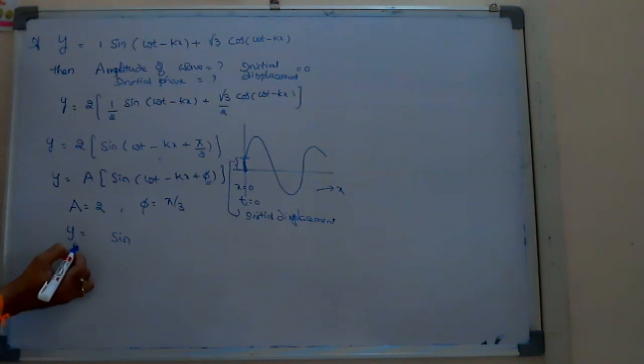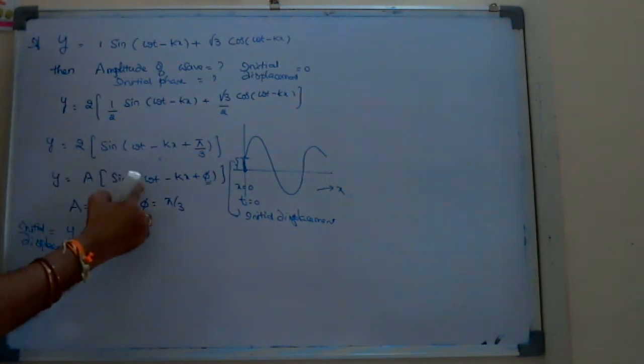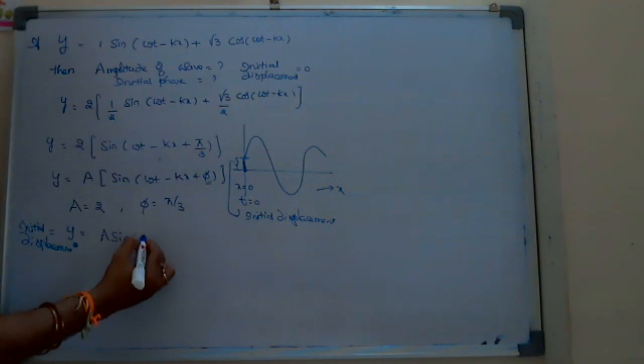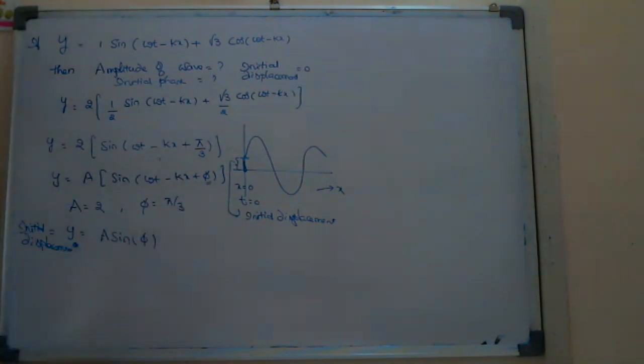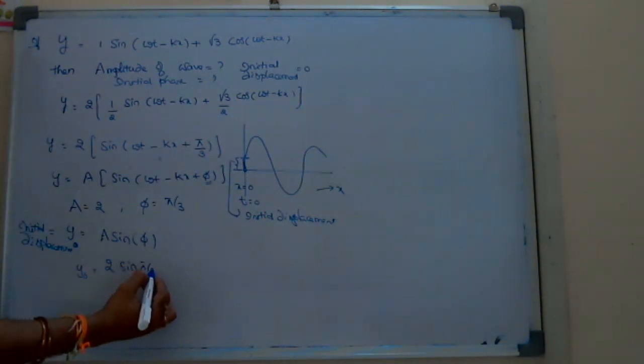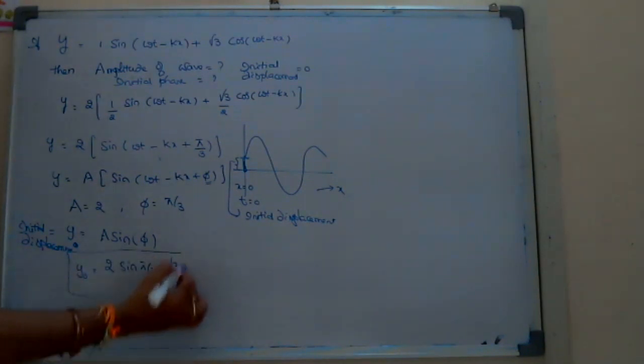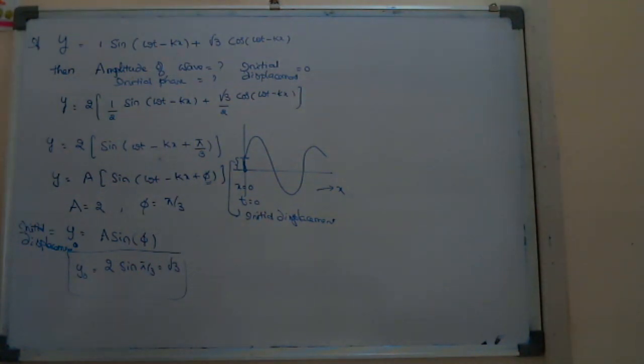So formula wise, if you remember, initial displacement is represented with suppose y naught. What formula can we write here? y naught is equals to A sine phi. That's it. Either plus or minus phi, whatever you get there. So in this case, y naught, you already told the answer. A is 2, sine phi is sine pi by 3, that is equals to root 3. So root 3 is the initial displacement. Very good.